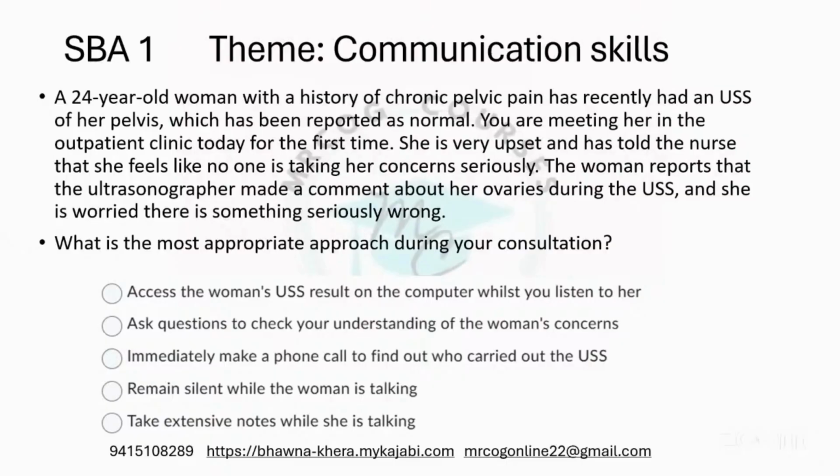Remain silent while the woman is talking. You are just listening to the woman, what she is saying, and giving her time. Take extensive notes while she is talking. So, which will be the correct answer?